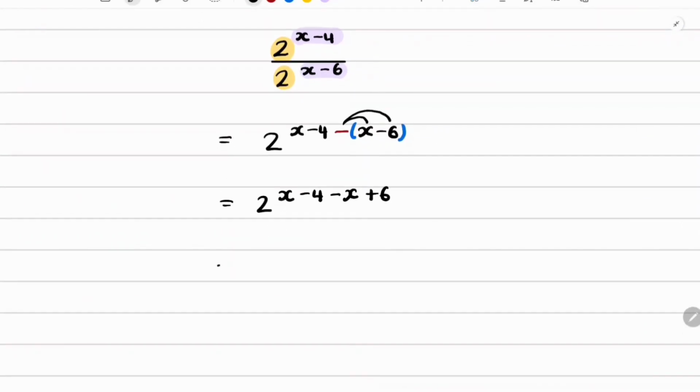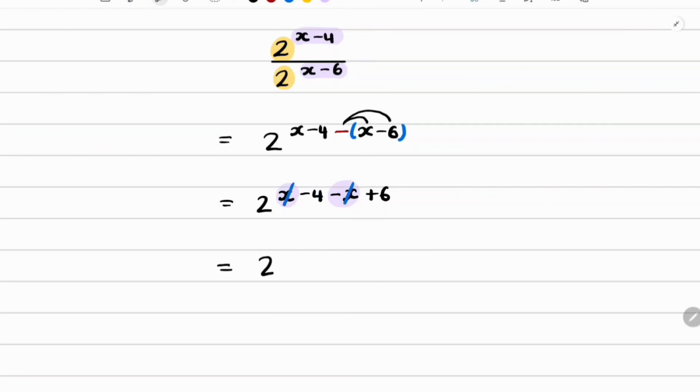And then we are just going to be left with 2 to the power of, and we're going to put the things that are like together. So we have an x and we have a minus x. Always take the sign in front of it. And x minus x is 0 because it's really the same thing subtracting.